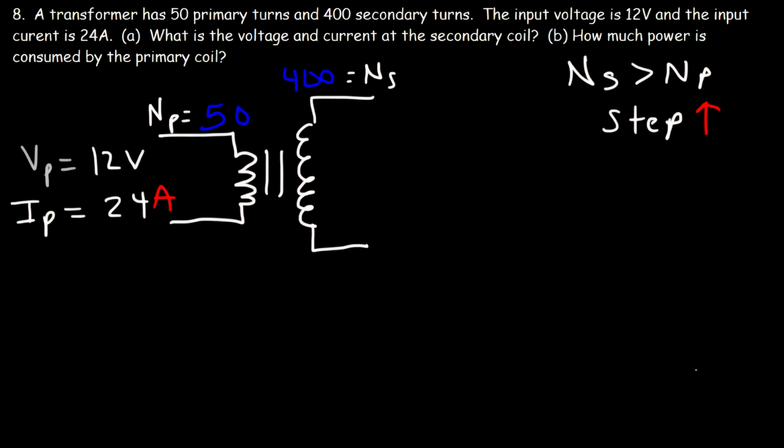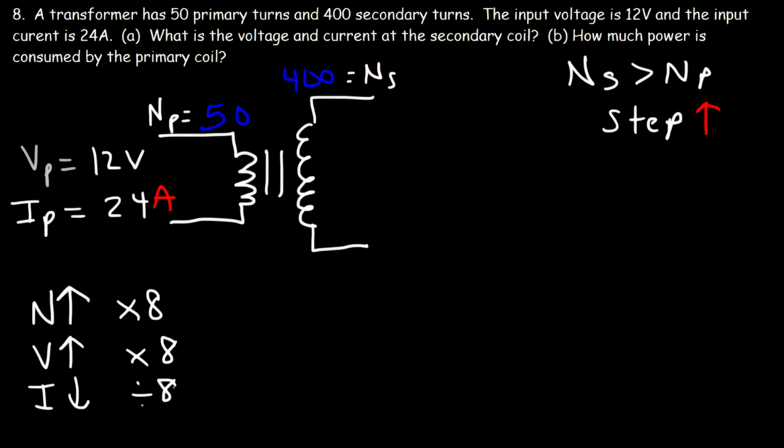Now 400 divided by 50 is 8. So the number of turns increases by a factor of 8 as we move from the primary coil to the secondary coil, which means the voltage has to increase by 8 and the current should decrease by 8. So 12 times 8 is equal to 96 volts.